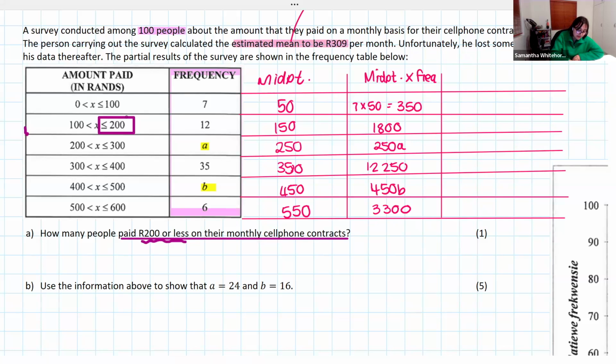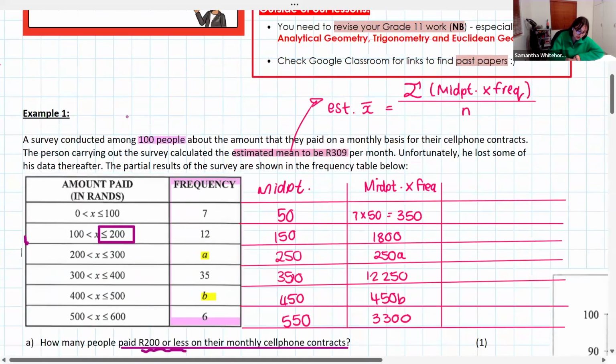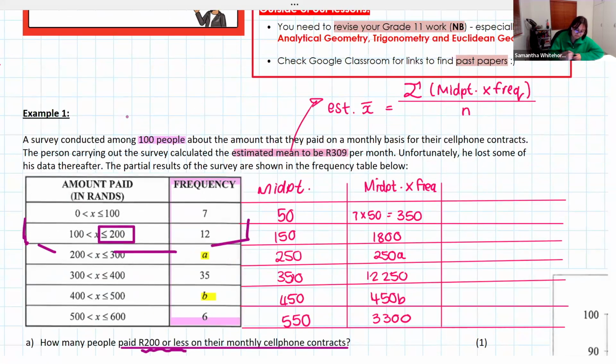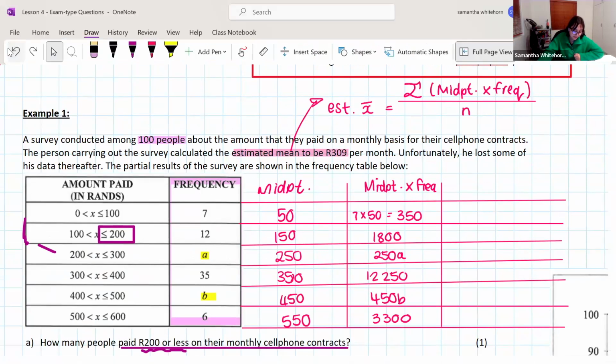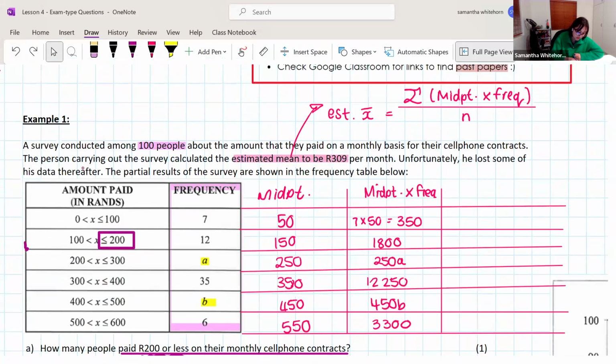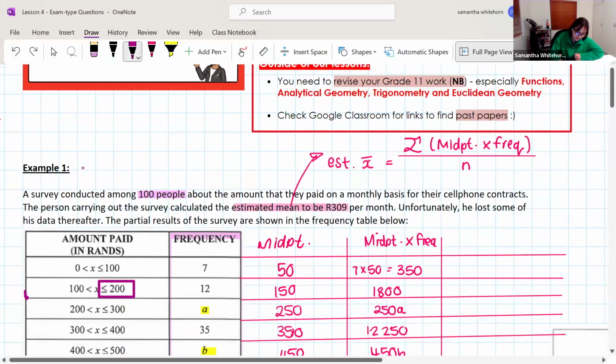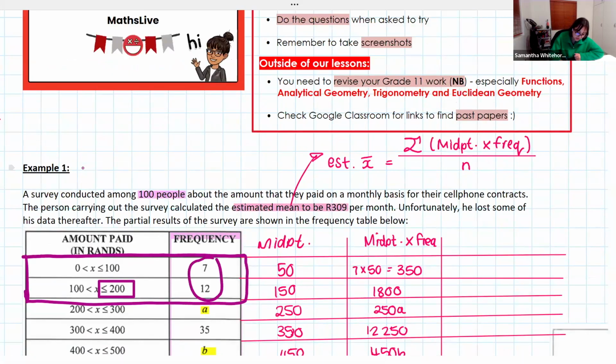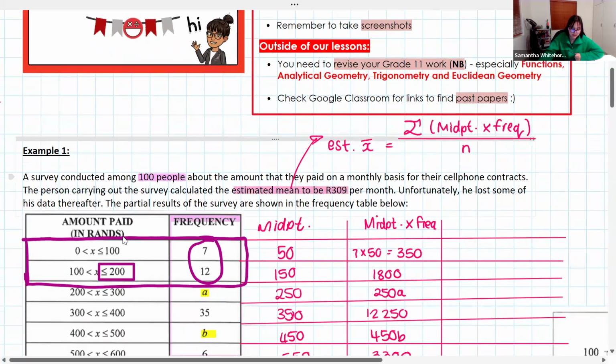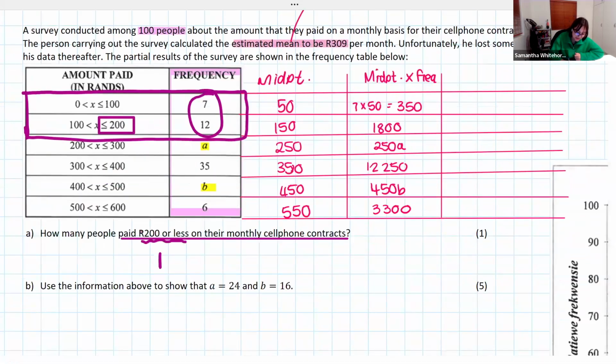And what we need to realize is that these first two intervals are 200 Rand or less. The first interval is between 0 and 100 Rand. The second interval is between 100 and 200. So all of the people in the first two are 200 Rand or less. So that gives us 19 people who spent 200 Rand or less on their cell phone contract. Nice and easy, I just read off the information.